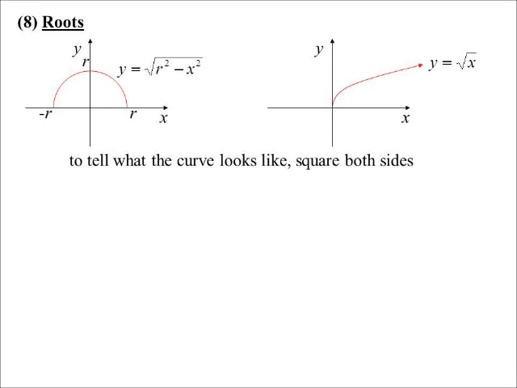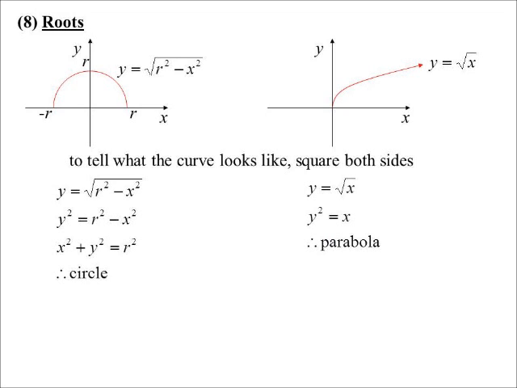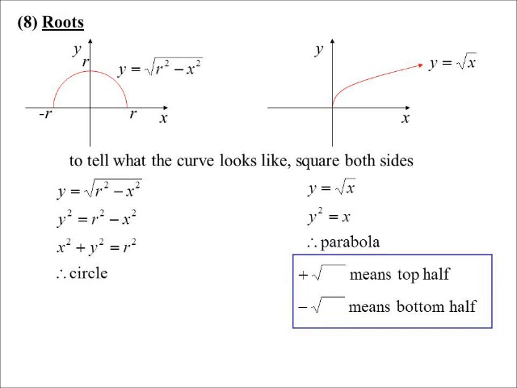If you're unsure, then just square both sides. So, gosh, not sure, y equals the square root of r squared minus x squared. If I square both sides, oh look, x squared plus y squared equals r squared. Oh, it's a circle, but it's only the top half of it. You can do the same with the parabola. y equals square root of x. Not sure. Square both sides, oh, y squared equals x. Ah, it's a parabola. Positive square root, top half. Negative square root, bottom half.